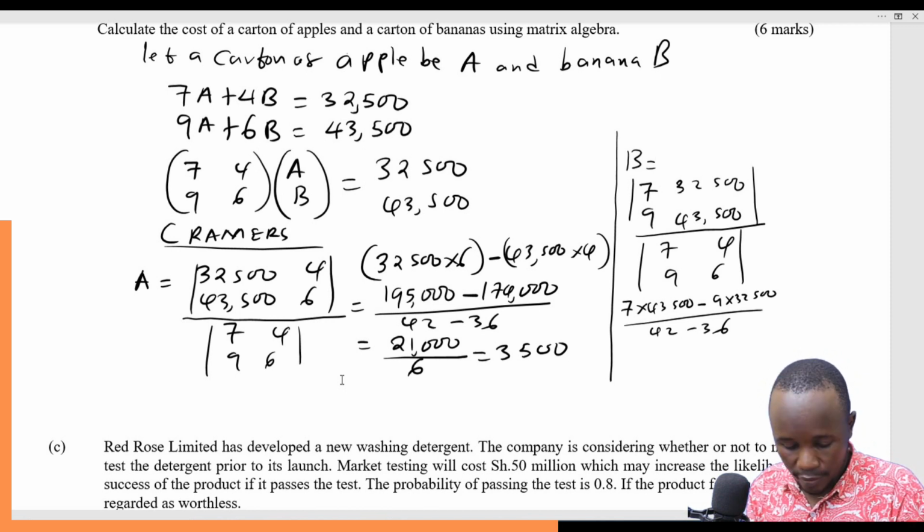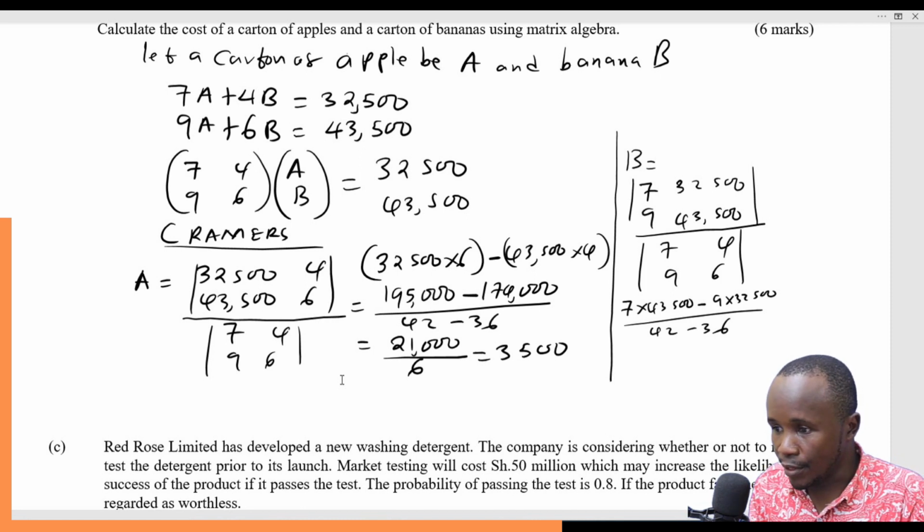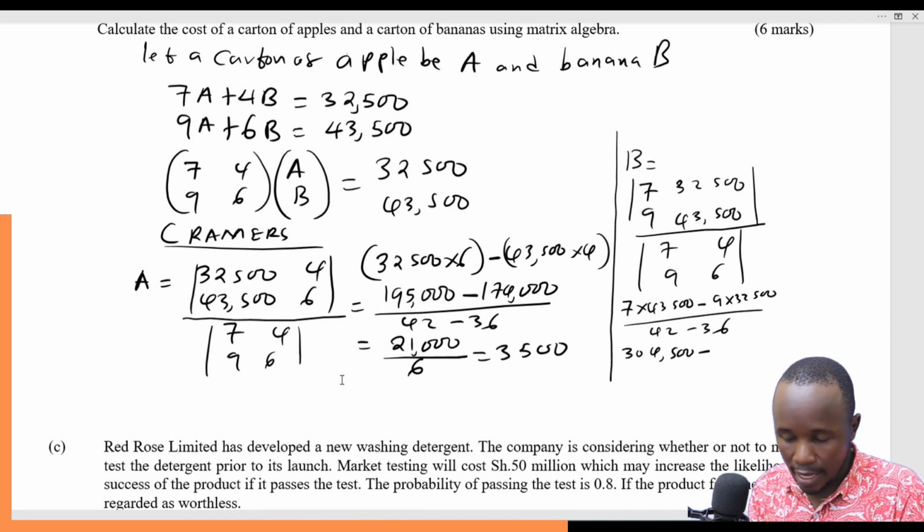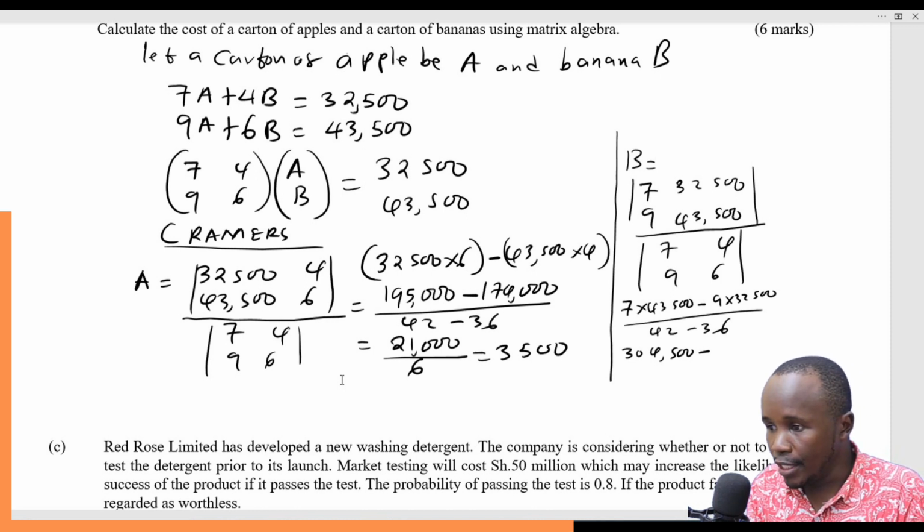7 times 43,500 gives me 304,500, minus 9 times 32,500. This gives me 292,500, divided by 6.